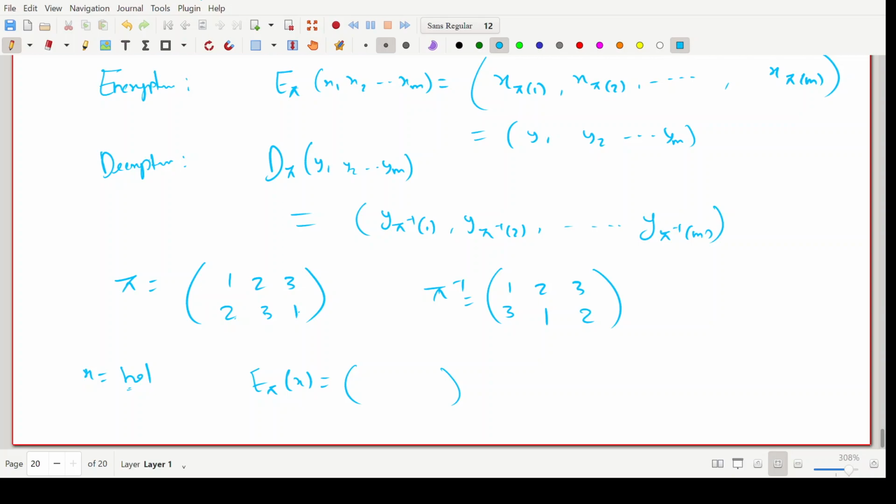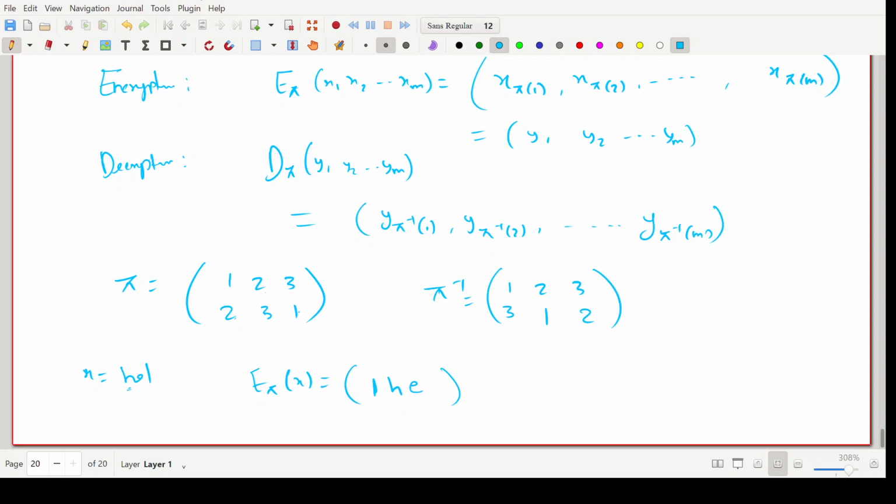Now the second term, h. The second goes to third, so e will be here, and the last character will come here. 1 goes to 2, 2 goes to 3, 3 goes to 1. So this is my encryption. Observe one thing: my characters are the same, I am just interchanging their positions.